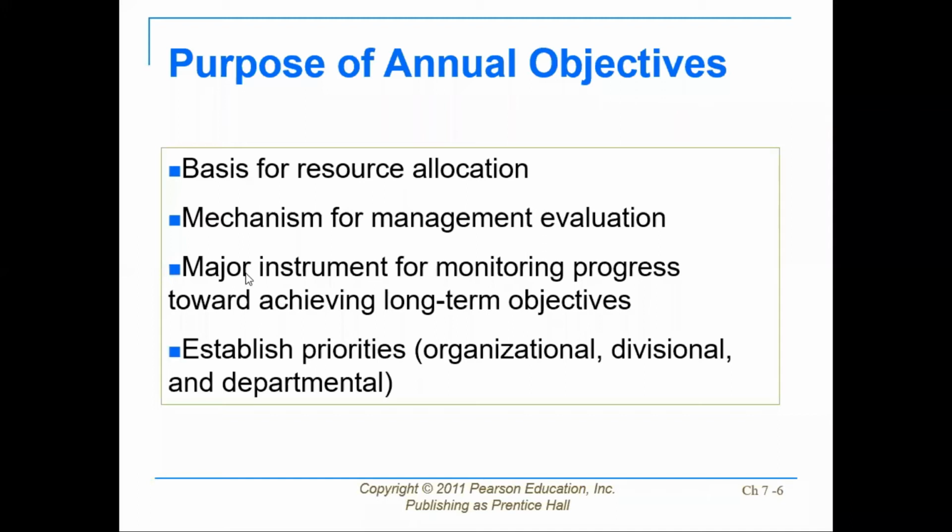Similarly, annual objectives are the major instrument for monitoring progress towards achieving long-term objectives. A process is needed for monitoring the progress, because objectives are long-term. You take your results after a year, but during those 12 months, day by day, you need to assess your day-to-day operations, whether they are going in the required or desired way or not. If they are going the desired way, then you can achieve your objectives in time. Otherwise, you cannot. Then there is establishing priorities, because annual objectives give you the destination, and that destination explains what is to be given higher priority and what things are to be postponed.